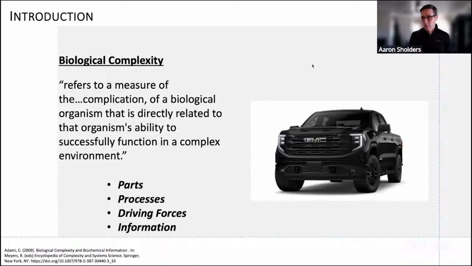And then there are driving forces. Pickups have, of course, a battery, and then we fill them with gasoline so that they can go down the road. And certainly newer vehicles have entire displays with software programs running those displays. All sorts of information is required to allow the pickup to go down the road. So coming back to our description of biological complexity, we could make this automobile complexity: a measure of the complication of an automobile that is directly related to that automobile's ability to successfully function in a complex environment.